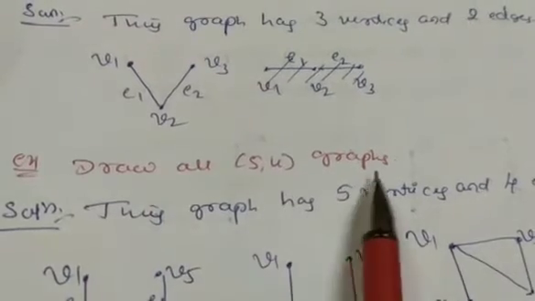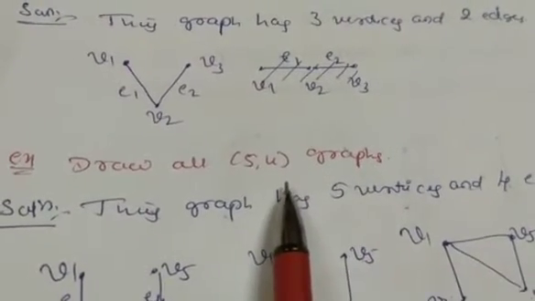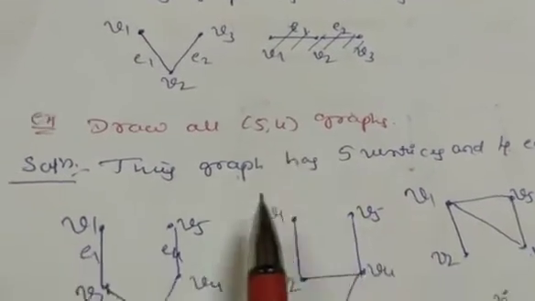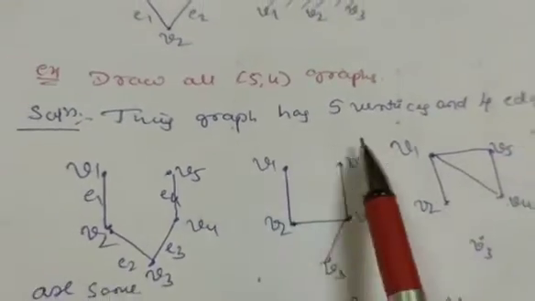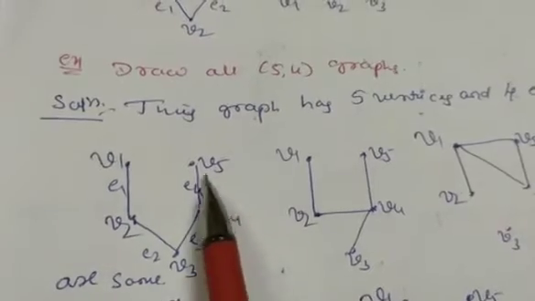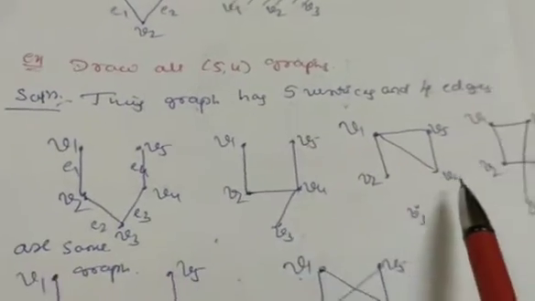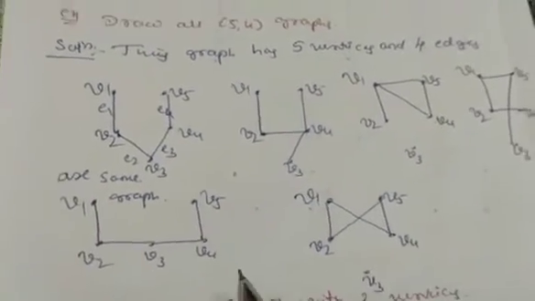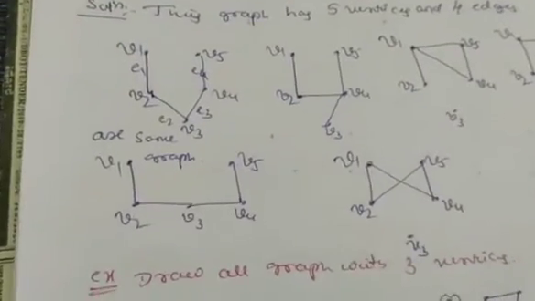Draw all 5, 4 graphs, which means all possible ways of drawing 5 vertices and 4 edges here. So this graph has 5 vertices and 4 edges. We can draw like this here, v1, v2, v3, v4, v5 like this. So these are different forms of 5, 4 graphs here.